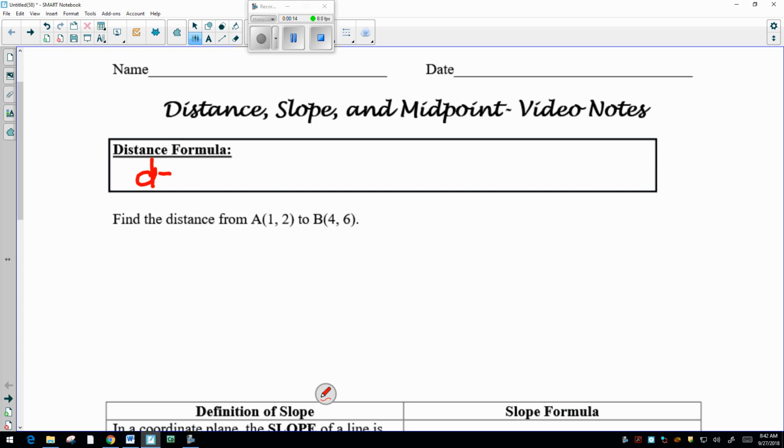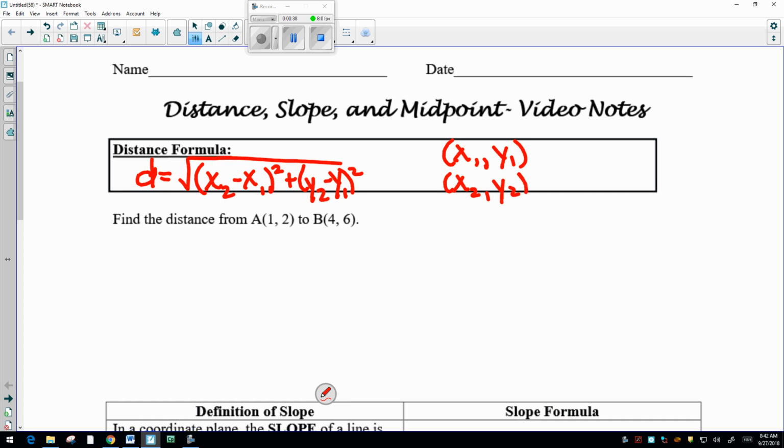So the distance formula that we have is going to be the square root of (x2 minus x1) squared plus (y2 minus y1) squared. What we want to keep in mind is x1, y1 is a coordinate or a point, and x2, y2, again, those are both going to be points. So what you need in order to use this distance formula is 2 points.